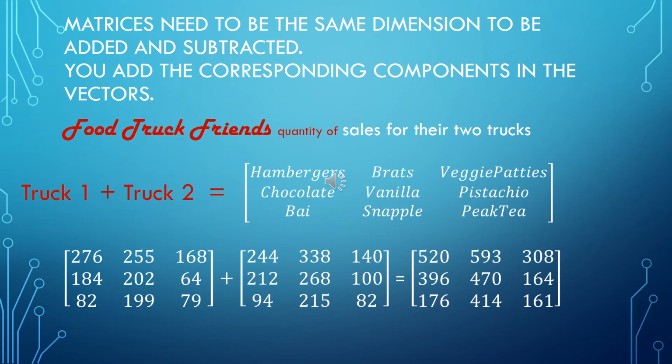So that kind of emphasizes that you're adding like things to like things. I'm adding hamburgers to hamburgers. I'm adding chocolate ice cream to chocolate ice cream. I'm adding Snapple to Snapple. You're not adding the brats to the pistachio ice cream, for example.